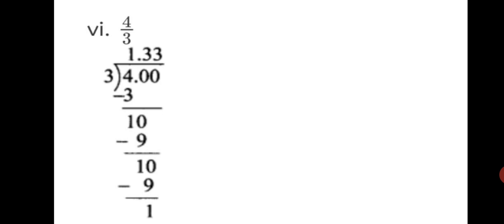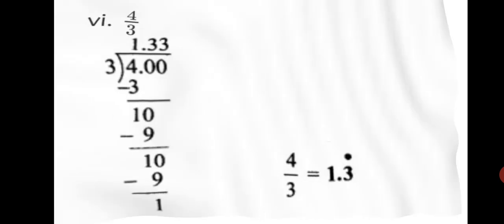Okay. So what type of rational number is it? It is called a recurring decimal form of a rational number, because the remainder is not 0, and you can see the number 3 is repeating itself. So 4 upon 3 is equal to 1.3, with a dot on top of 3. Okay, this is very simple once you practice.